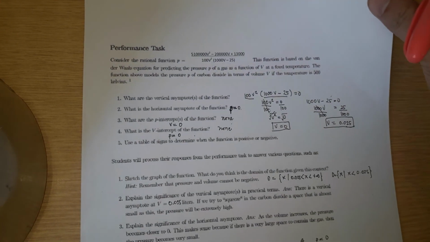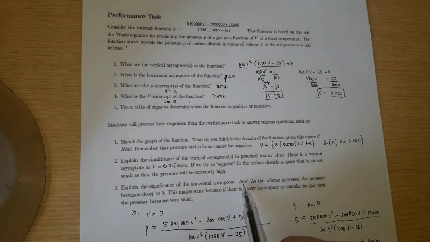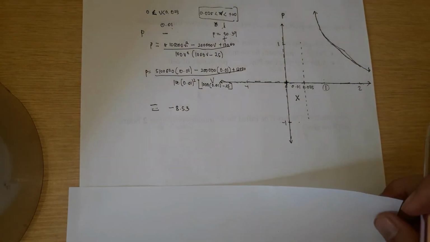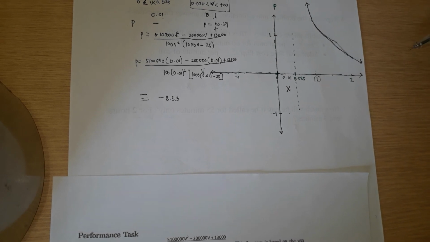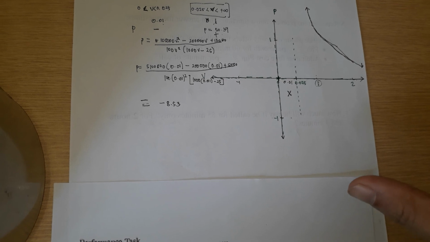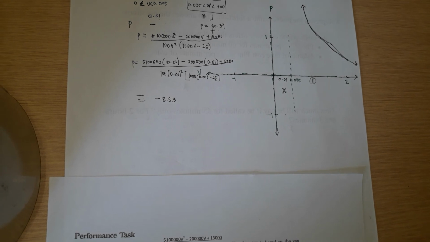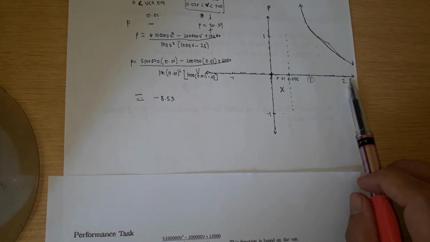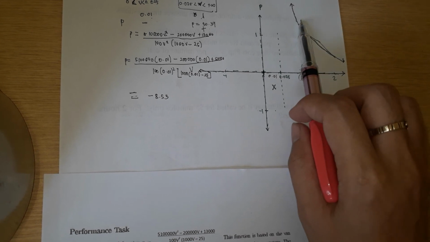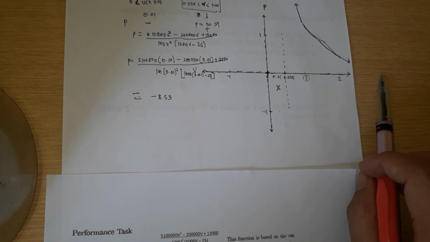So next, the third question is, explain the significance of the horizontal asymptote. As the volume increases, what's the purpose of the horizontal asymptote? This horizontal asymptote means that as the volume goes up, the pressure goes down. When the space gets larger, you don't need pressure because the molecules are no longer close together. As it gets larger, the space also gets larger, so there is more space. It is not cramped, not tight. So that's the application of the horizontal asymptote. So as it gets closer to 0.025, the pressure gets higher. But if the volume increases, the pressure decreases and it goes lower.